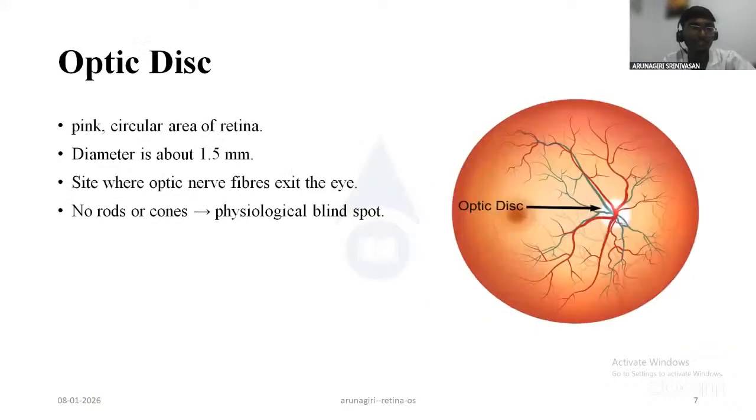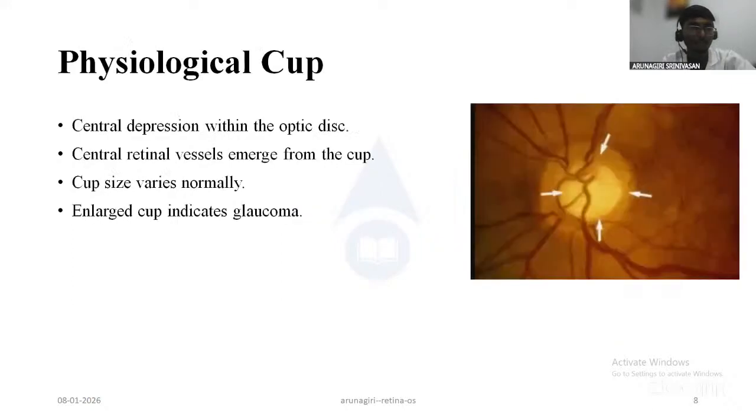Optic disc. Optic disc is a pink circular area of the retina. Its diameter is about 1.5 mm. This is the site where optic nerve fibers exit the eye. There are no rods or cones here. This is the physiological blind spot. Since we have binocular vision, we can't appreciate this normally.